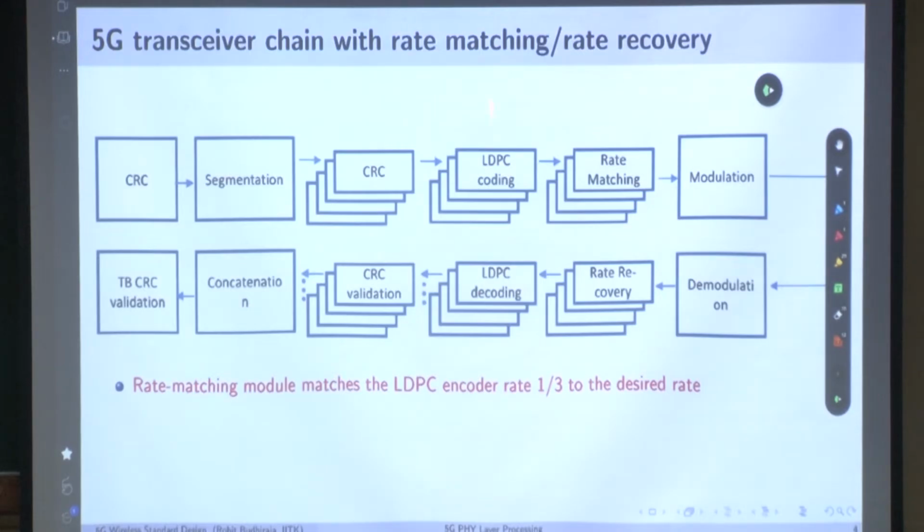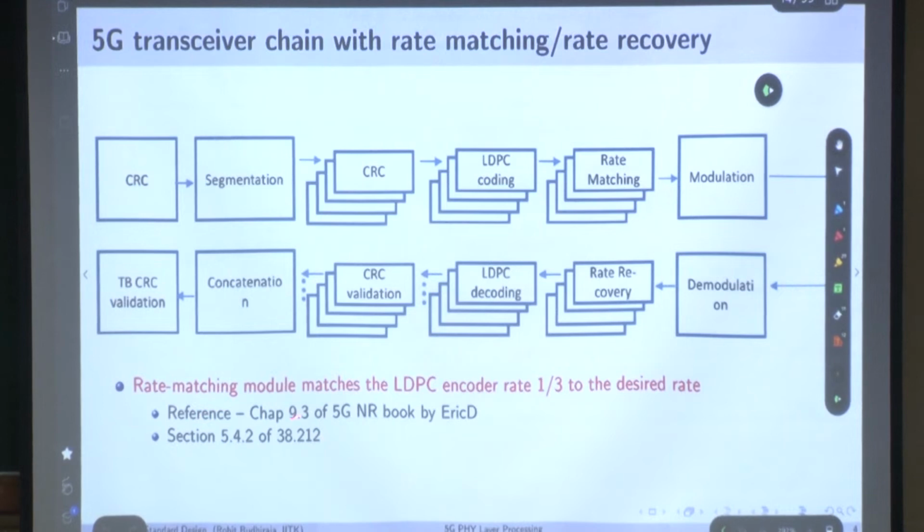So you conveniently split these tasks, of matching the rate to the one generated by the LDPC encoder, which is always 1 by 3. We'll see how this works. That's the idea. This class and the next class we are going to understand this part. So this is the reference, and this is how the rate matching module is defined in the standard.